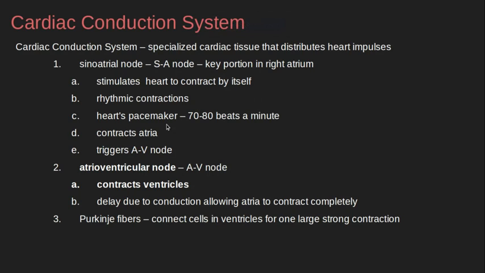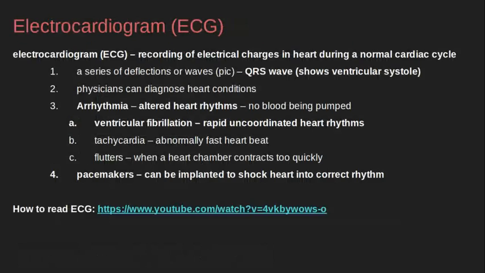As far as the nodes, the SA node is the key portion in the right atrium, and these are some of the things that it does. It stimulates the heart to contract. It helps with pacing, and it triggers the AV node. So the AV node contracts the ventricles. You'll have to know that about it. And then something called Purkinje fibers, they connect cells in the ventricles, but you don't have to know that. That's just some extra information.